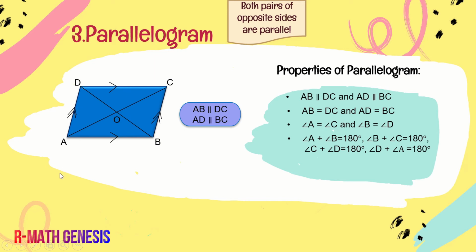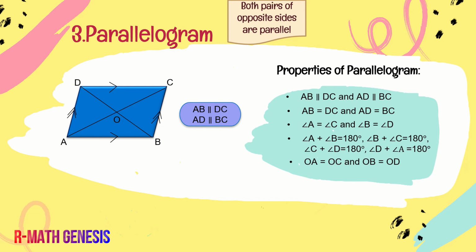Next, the diagonals bisect each other, which means AO is equal to OC and OD is equal to OB. Bisects means what? They divide equally. So AO is equal to OC and OB is equal to OD. Alright, so these are the properties of a parallelogram.